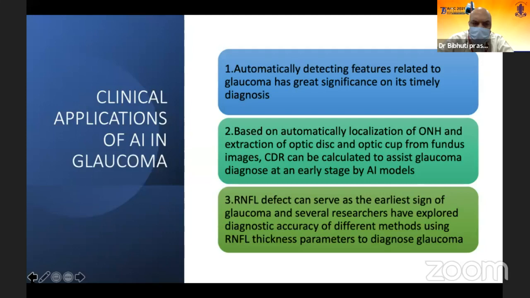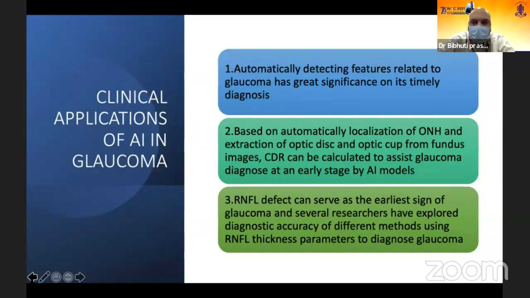Now, what are the clinical applications in glaucoma? Number one is automatically detecting features related to glaucoma that have great significance for timely diagnosis. If our clinical acumen is conjoined with artificial intelligence, maybe we will diagnose the patient much earlier than when it appears in the patient's clinical panorama. So a preclinical or pre-perimetric diagnosis is one of the fields where artificial intelligence is going to help us. Based on automatic localization of the optic nerve head and extraction of the optic disc and optic cup from the fundus image, CDR can be calculated.